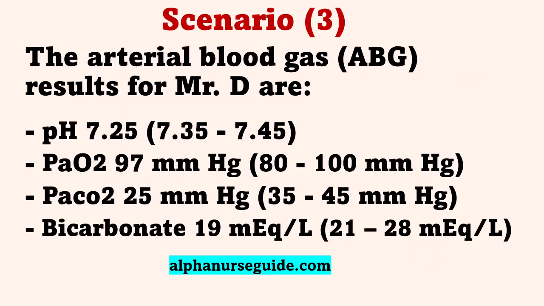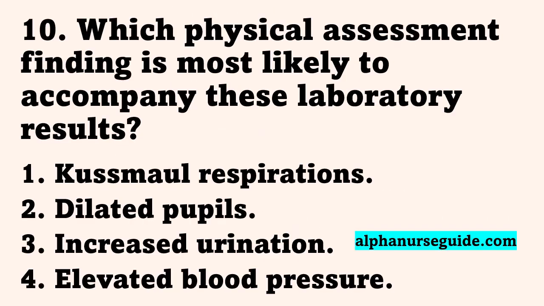The arterial blood gas results for Mr. D are pH 7.25, PaO2 97 mm of mercury, PaCO2 25 mm of mercury, bicarbonate 19 milliequivalents per liter. Question 10. Which physical assessment finding is most likely to accompany these laboratory results? 1. Kussmaul respirations. 2. Dilated pupils. 3. Increased urination. 4. Elevated blood pressure.